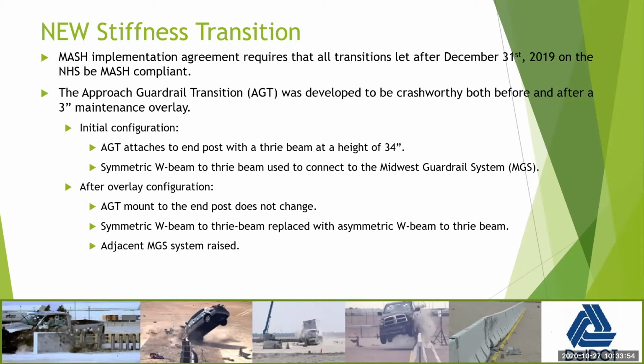The application that we adopted is a 34-inch mounting height for the Thrie-Beam, and it's meant to be MASH crashworthy both before and after a 3-inch overlay. It also has an added advantage when you're connecting to a barrier, because the height of that connection is taller than the 31-inch, so you can make your vertical transition a lot shorter. The other thing that's really good is that we've adopted this detail, PennDOT's adopted this detail, Maryland's adopted this detail, West Virginia has, and I believe Virginia has as well. So all the surrounding states are using this detail, which I think is a pretty powerful statement.